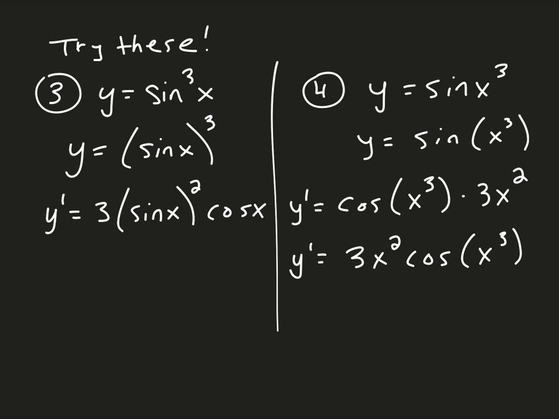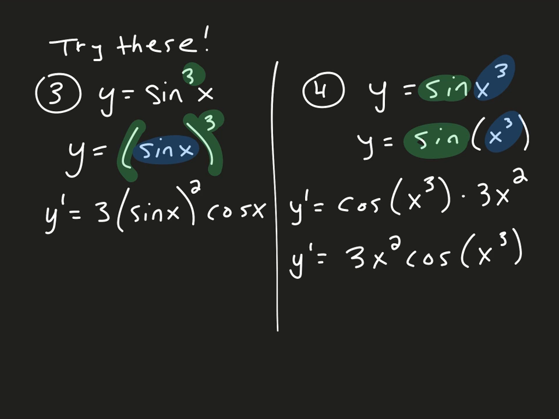All right, so on number 3, that cube applies to the entire trig function after you're evaluating your angle. So that makes it the outer part of the function, whereas the sine x is the inner part of your function. On number 4, when you see that cube written directly after the angle, that means that only the angle is getting cubed, and then you are evaluating the trig function. So the trig function on number 4 is the outer part.